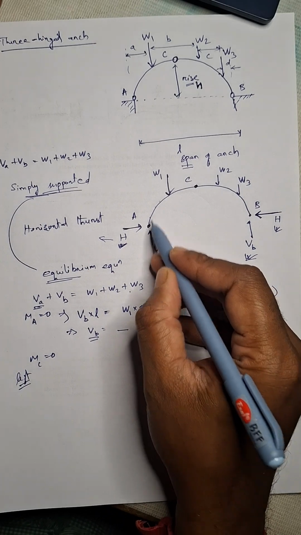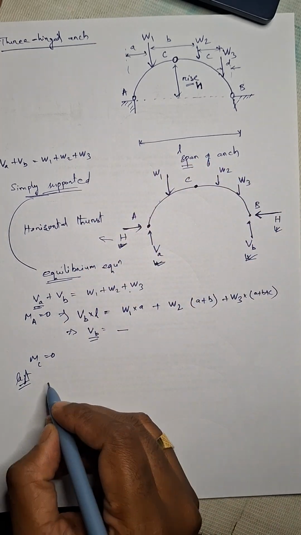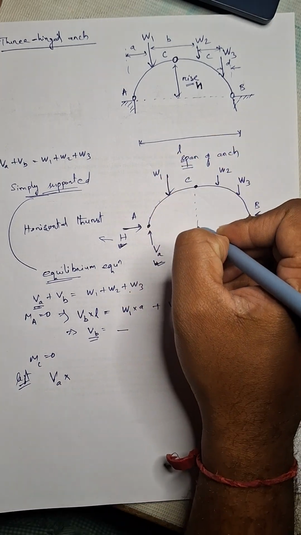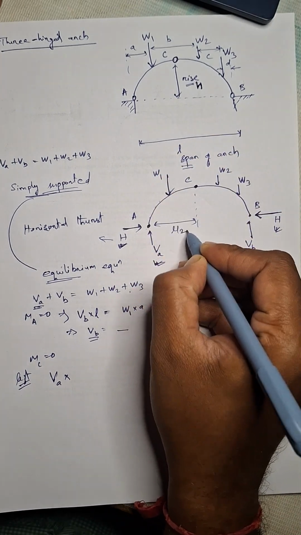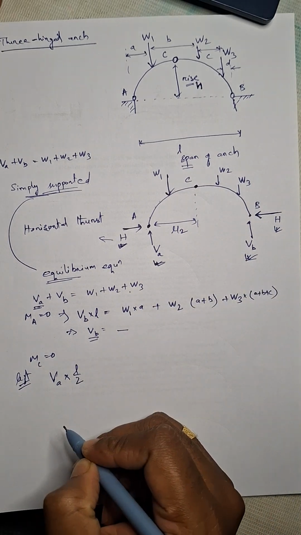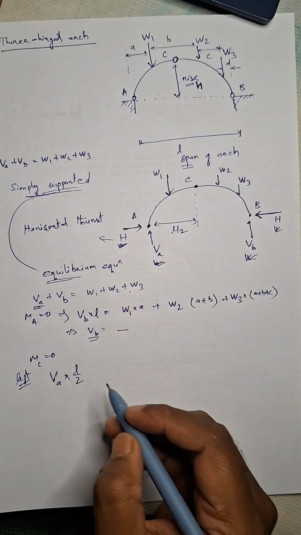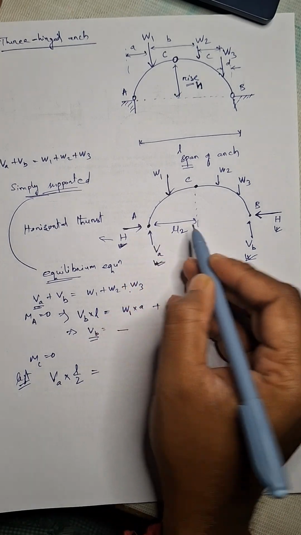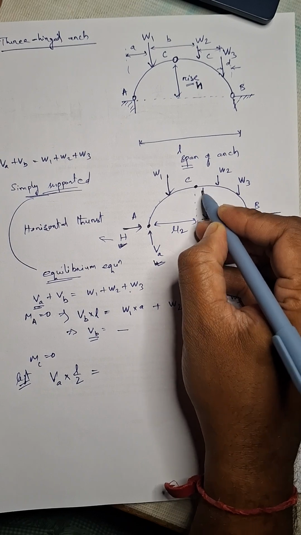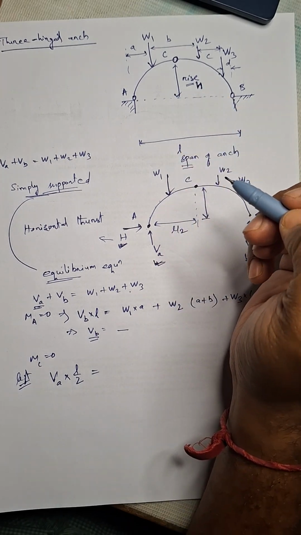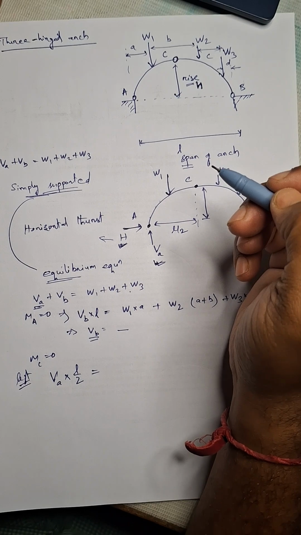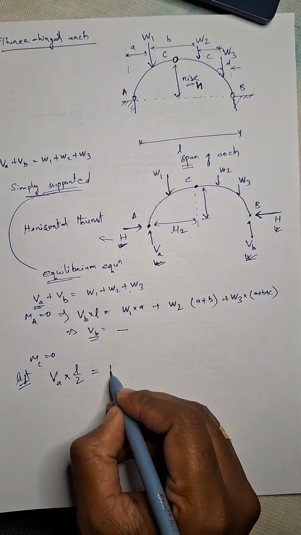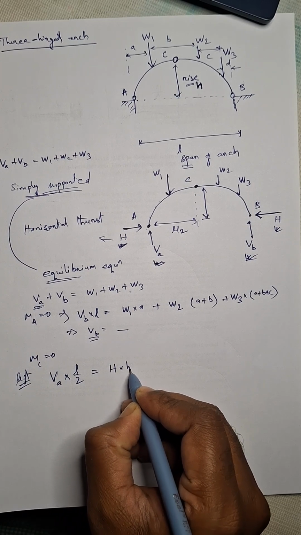So due to VA there will be anti-clockwise moment. So VA into this distance, which is L by 2. So VA into L by 2. Other forces are causing clockwise moment. So this will be equal to H into this distance. We already know the distance is rise, or small h. So this will be equal to the horizontal thrust H into the small h.